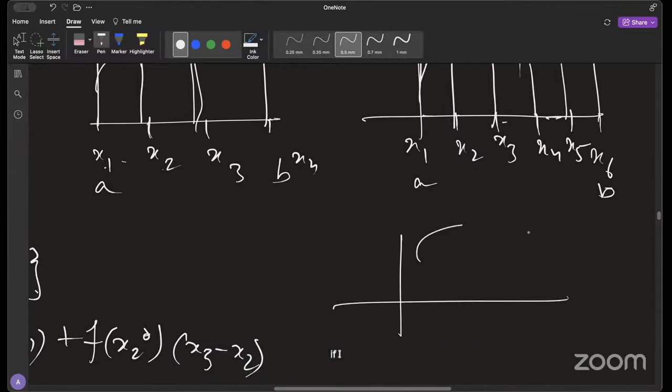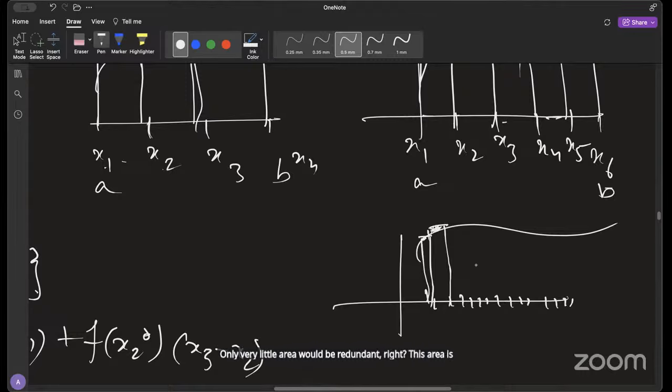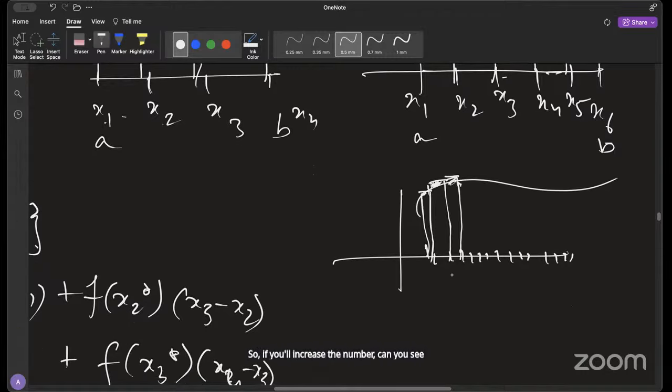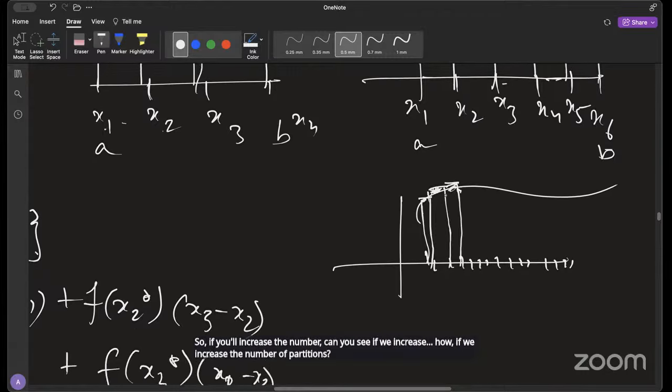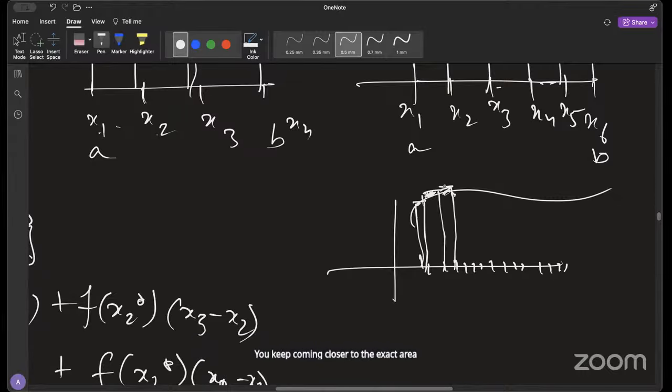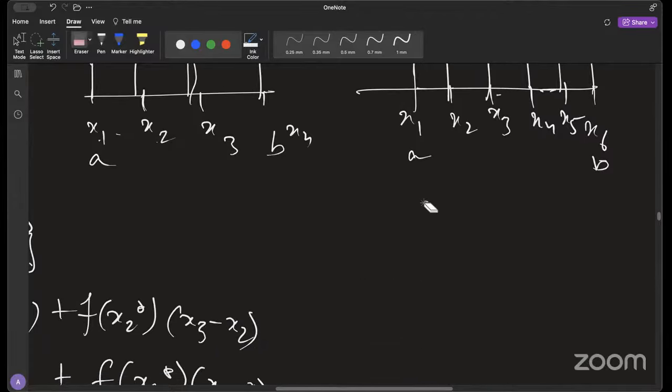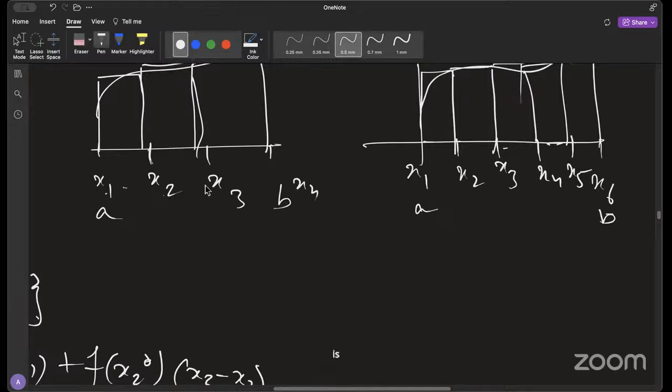If I increase it even more, if I take these to be the partition, then my rectangle would be this one, and this, then this one, and this. Only very little area would be redundant, right? This area is the redundant one. So if we increase the number of partitions, can you see you keep coming closer to the exact area under this curve? Is this clear?